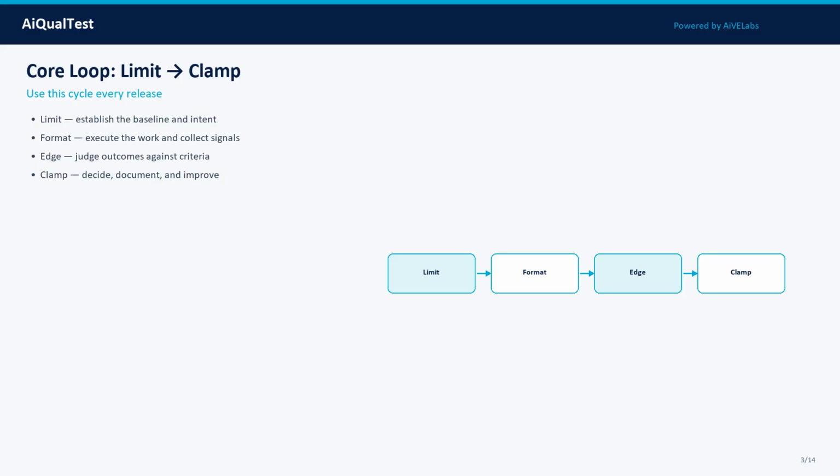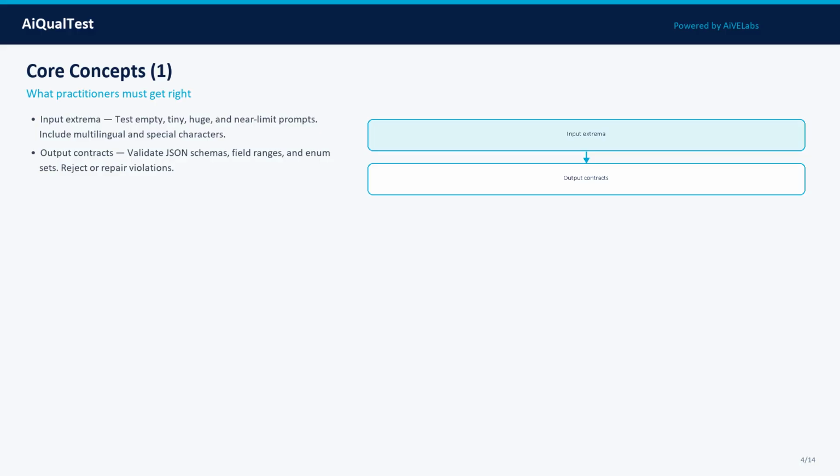Core concepts come next. Do not memorize jargon, operationalize each idea into cases, metrics, and gates. Concept 1: Input Extrema. Test empty, tiny, huge, and near-limit prompts. Include multilingual and special characters. In practice, treat this as a measurable property: define what good looks like, attach evidence, and track it across model, prompt, data, and tooling changes.